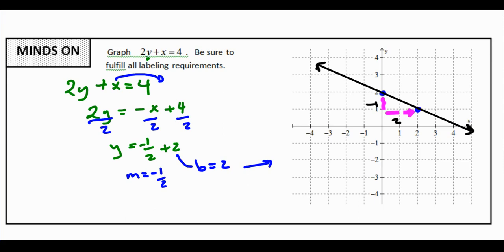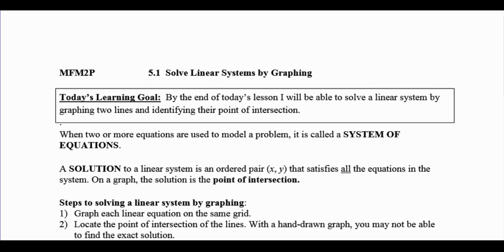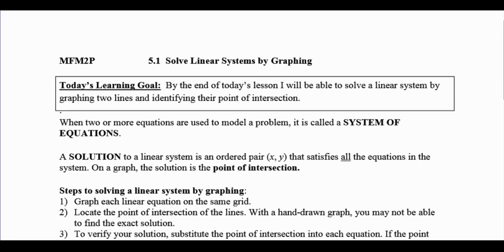All right, moving on. We get into today's actual lesson. So today we want to be able to find a linear system. A linear system is when two or more equations are used in a model of a problem, then it's called a system of equations. You could have 2, 3, 4 lines that all are going to intersect or interact somehow.